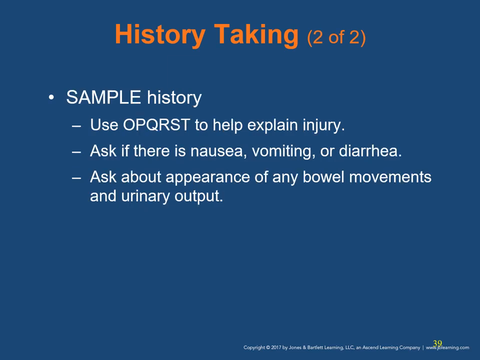SAMPLE history. Use OPQRST to help explain an abdominal injury. Ask if the patient has experienced any nausea, vomiting, or diarrhea. How many times and over what period? Ask about the appearance of any bowel movements and urinary output. Determine if there was any blood in the urine or black tarry stools.